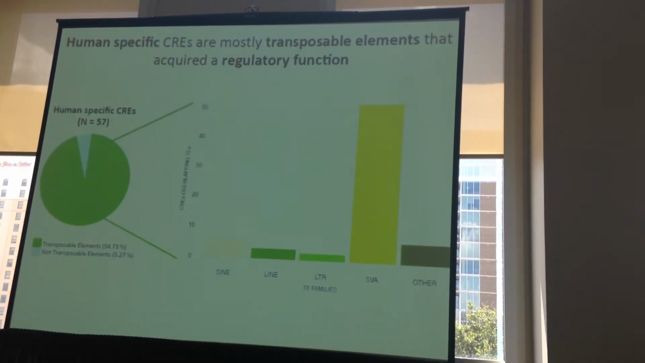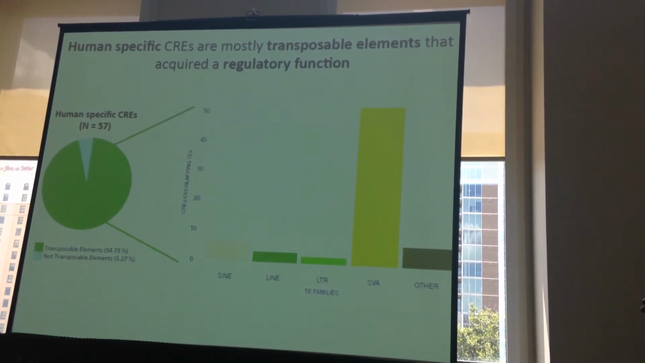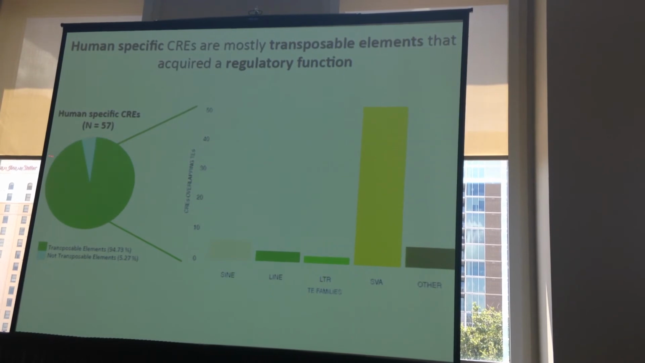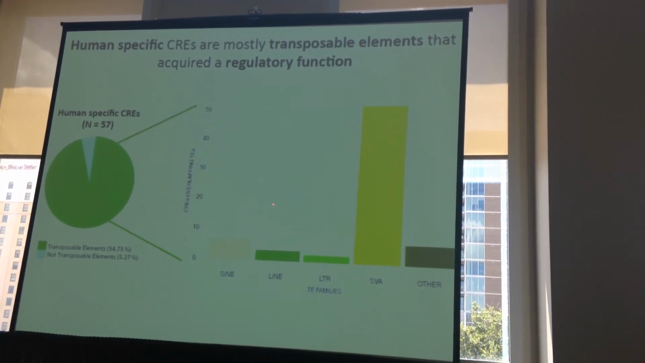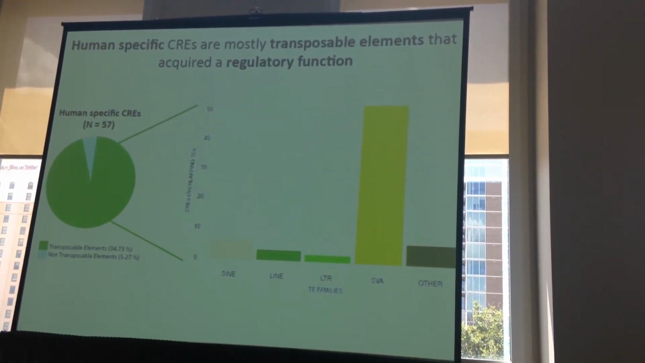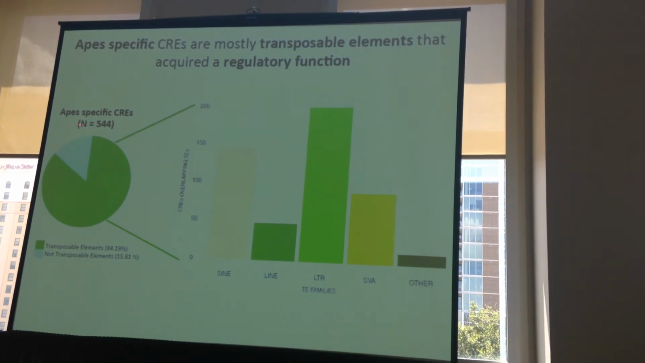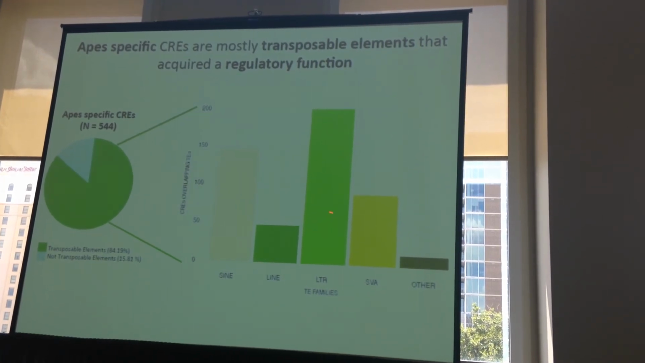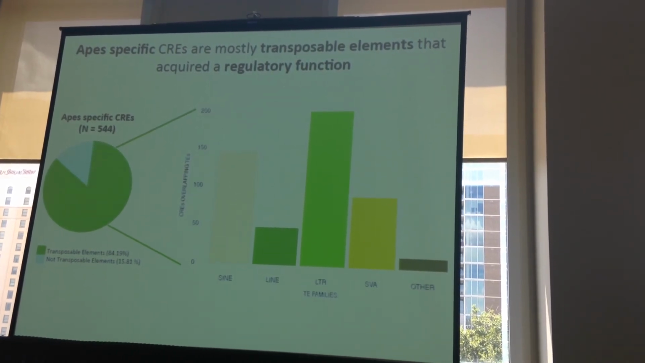So since we found several cases like this, we tried to assess and quantify the contribution of transposable elements into the evolution of human and ape gene regulation. And we found, surprisingly, that 95% of our 57 human-specific enhancers overlap a transposable element. And most of these transposable elements are, in fact, SVAs, a hominid-specific family of transposable elements. And at the same time, if we look at apes, we found very similar results. 84% of the ape-specific enhancers, they are 544, are transposable elements, but if we break them down, we see a more heterogeneous pattern in the different families of transposable elements, so SINE, LINE, LTR, SVA, and DNA-derived transposable elements.